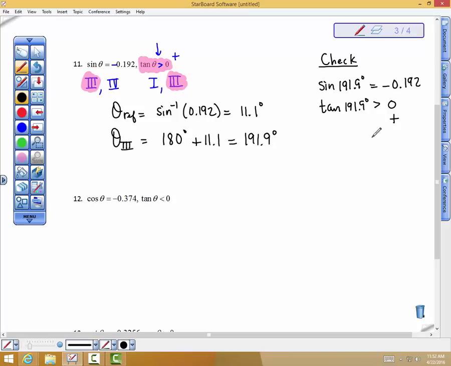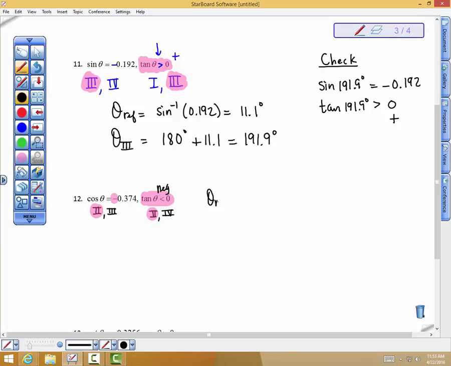Why don't you pause the video and do the next problem? Okay, so we do have cosine is negative and tangent is negative because it's less than 0. Let's see, cosine is negative in 2 and 3. Tangent is negative in 2 and 4. So these meet in the second quadrant. So I just want to find a second quadrant angle.